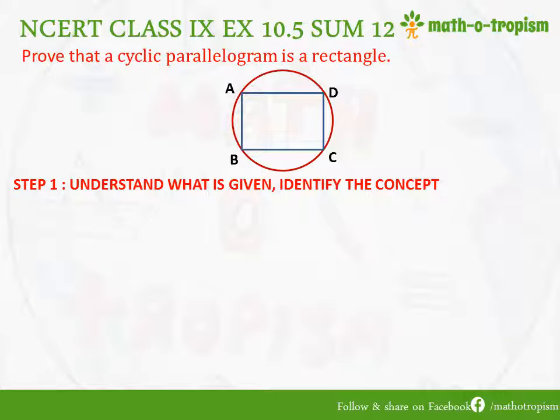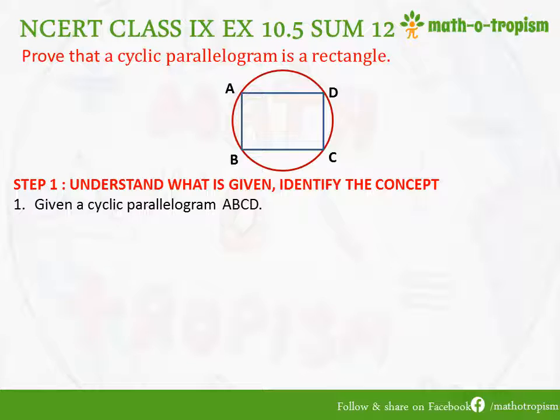So understanding what is given and identifying the concept. First, given is a cyclic parallelogram ABCD. Now first there are three things here. We have a cyclic quadrilateral, and that quadrilateral is a parallelogram, and I have to prove that that parallelogram is a rectangle. From our previous classes, we already know that a rectangle is a type of a parallelogram.